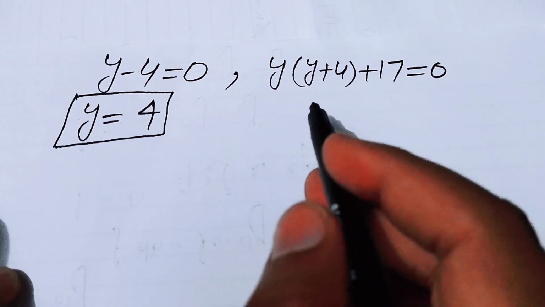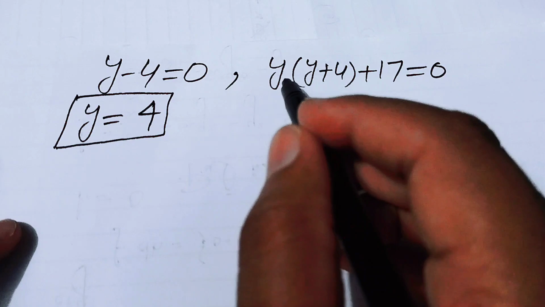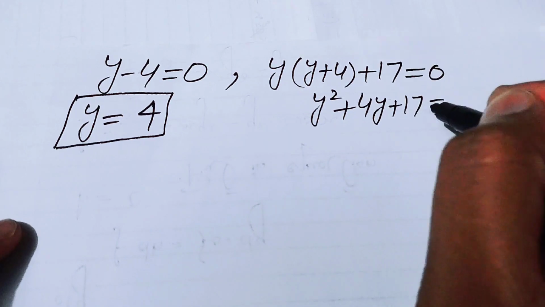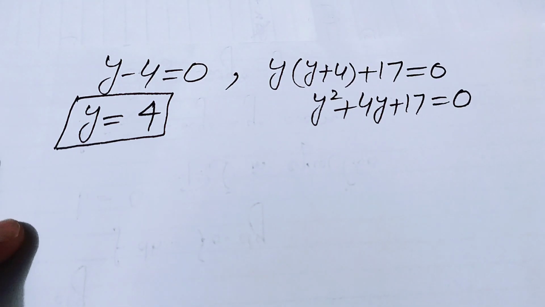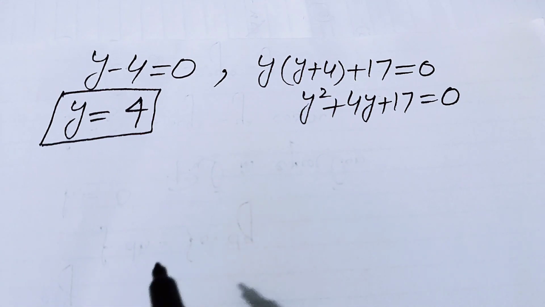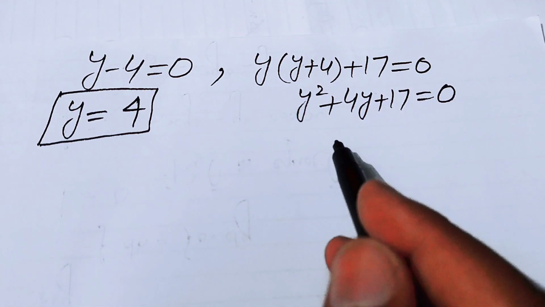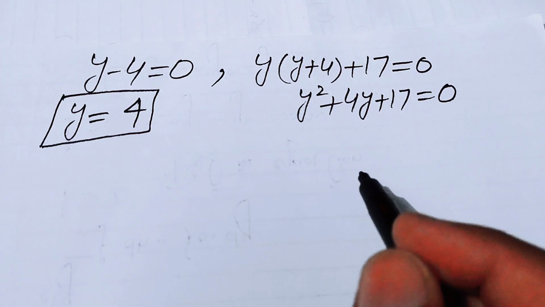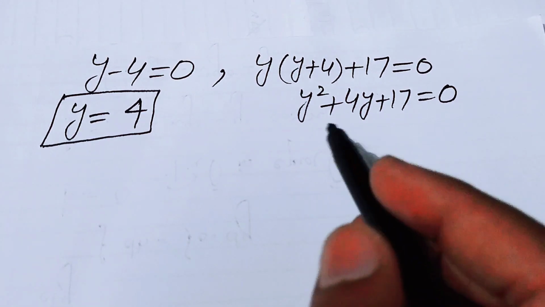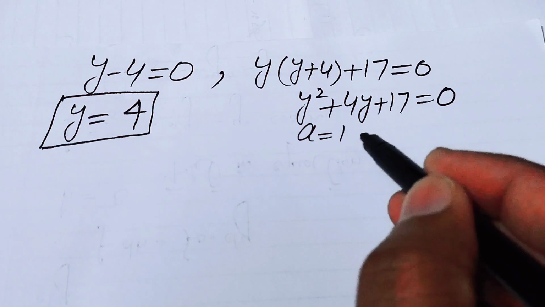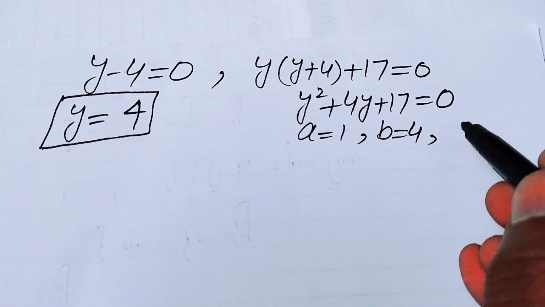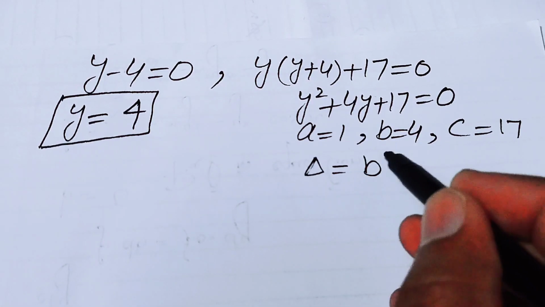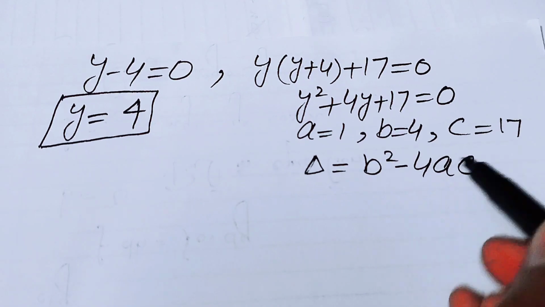Now we simplify the second case, and in this case first I multiply this y on both of the terms, and you get y squared plus 4y plus 17 is equal to 0. Remember that we need only the real roots, so I can check whether this quadratic equation has real roots or not. I can use the discriminant formula. Here we have a is equal to 1, b is equal to 4, and c is equal to 17. The discriminant formula is delta is equal to b squared minus 4ac.